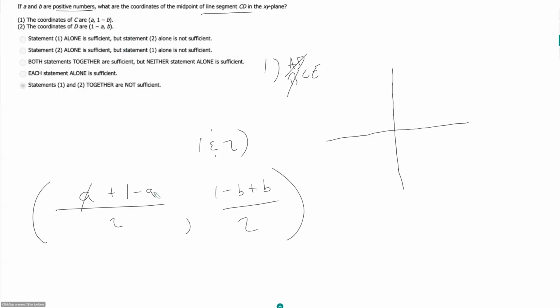So here our A's cancel out, and we're left with just 1/2 for our x value, and here our B's cancel out, and we just have 1/2 for our y value. And so even though we did not find A or B, it looks like our midpoint is going to be 1/2, 1/2. And together, our statements are sufficient.